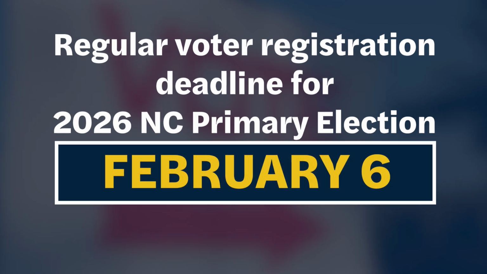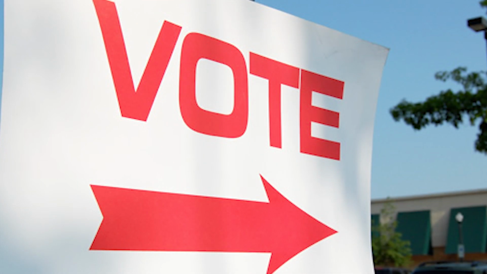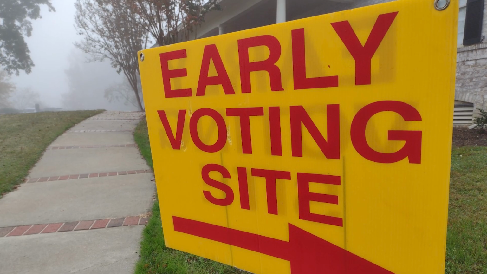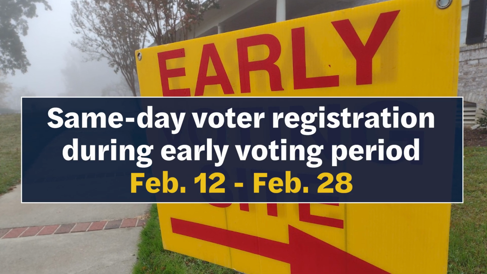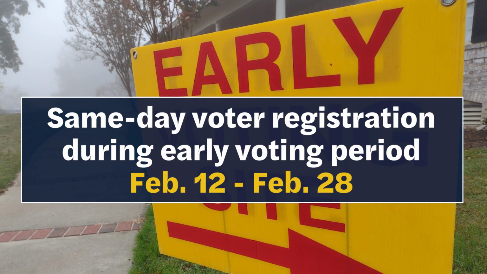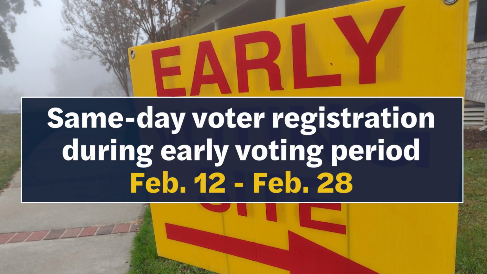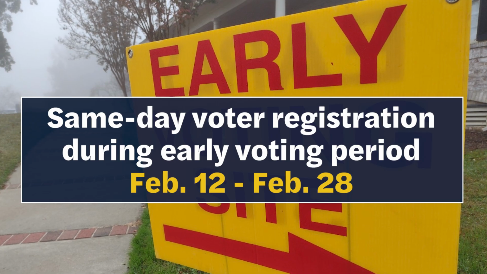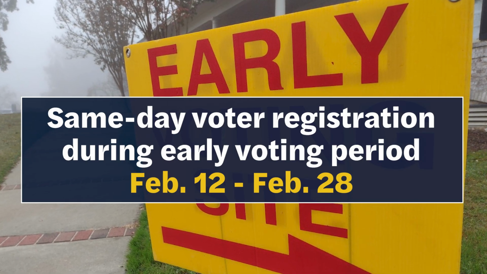The regular voter registration deadline for North Carolina's primary election was February 6th. If you missed the February 6th deadline, you can still register and cast a ballot during the early voting period that runs through February 28th, using what's called same-day voter registration. Note that same-day voter registration isn't available on March 3rd, primary election day itself.